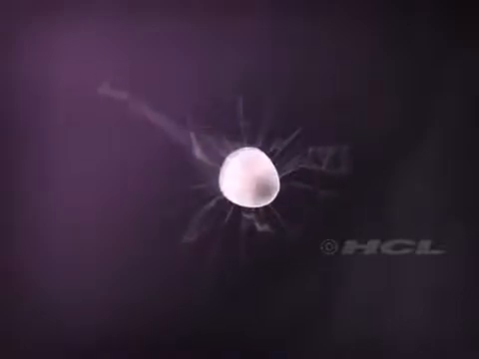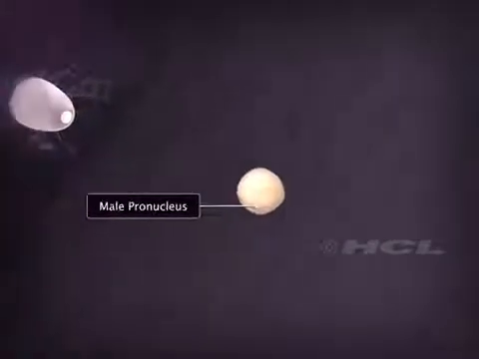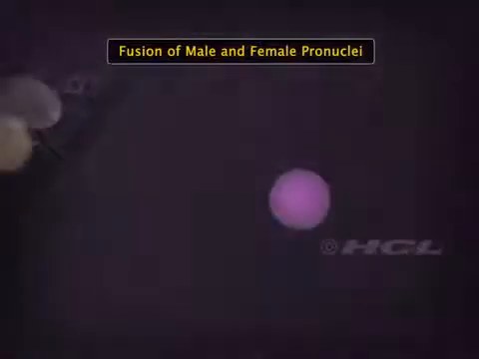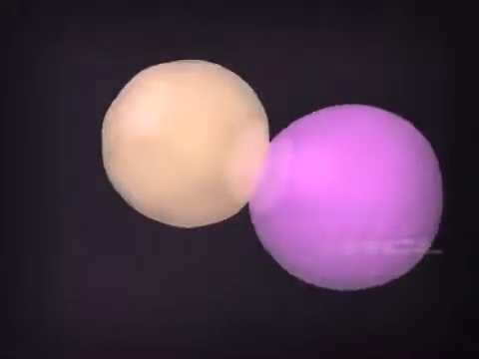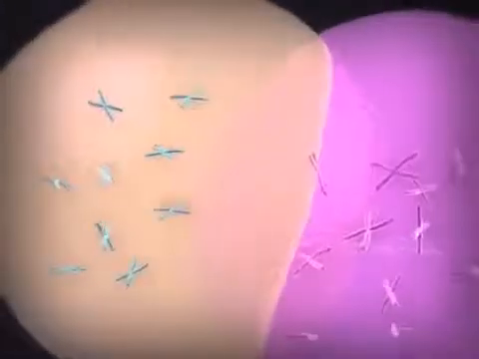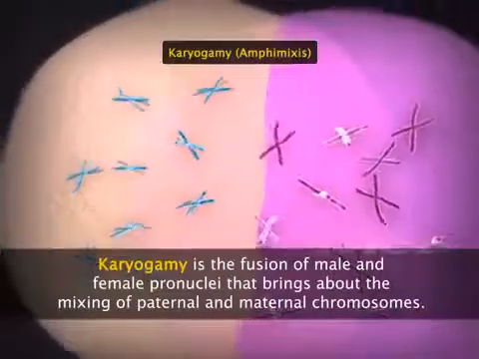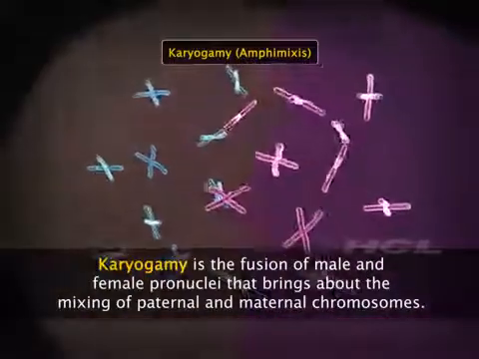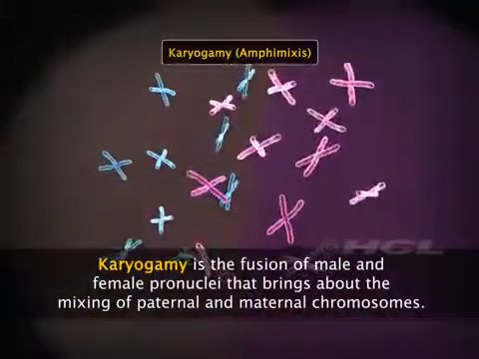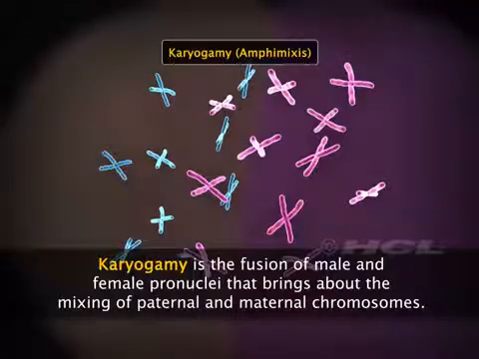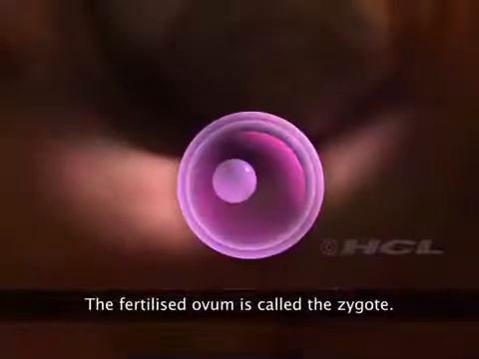The sperm nucleus now enters the cytoplasm of the ovum. The sperm nucleus is now termed the male pronucleus. The male and female pronuclei come together and fuse. The male and female chromosomes mix. This event is called karyogamy or amphimixis. Fertilization is thus completed. The fertilized ovum is called the zygote.